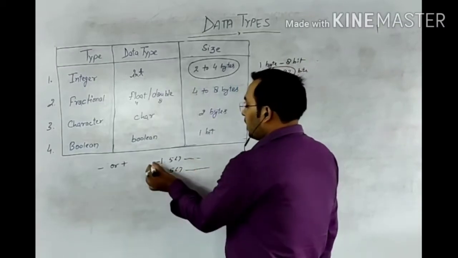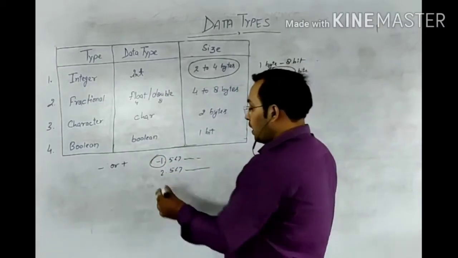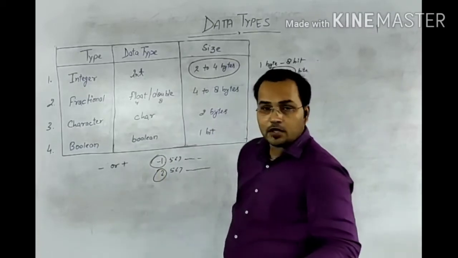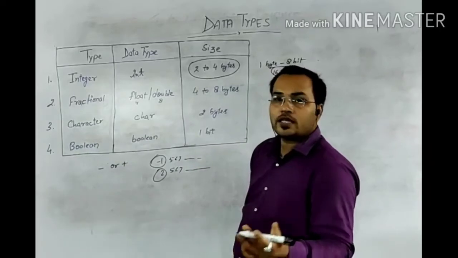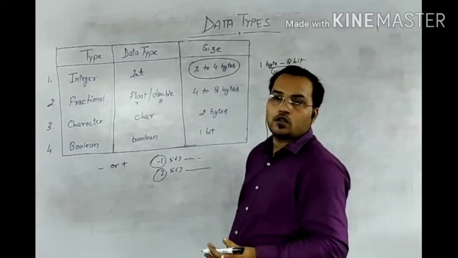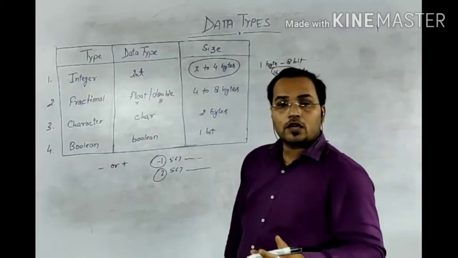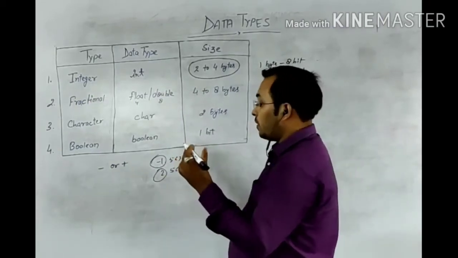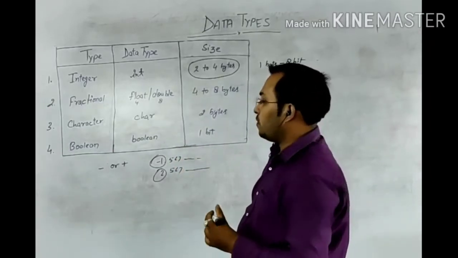Don't be confused that I have taken the float value as -1 and the double value as +1. There is nothing like that. You can take both ranges, that means -1 as well as +1 in float. In double also, you can take minus values as well as plus values.